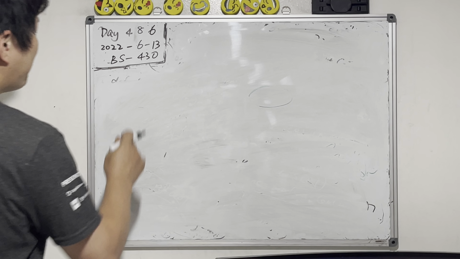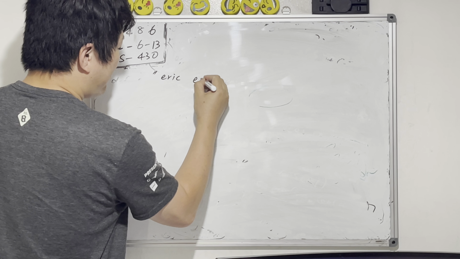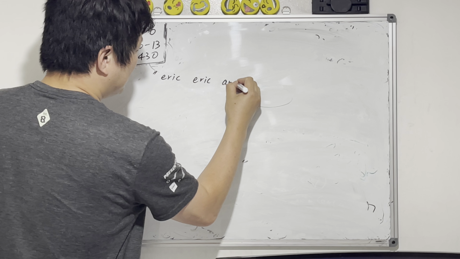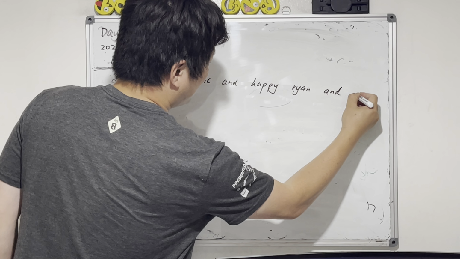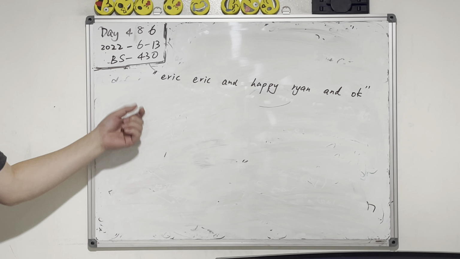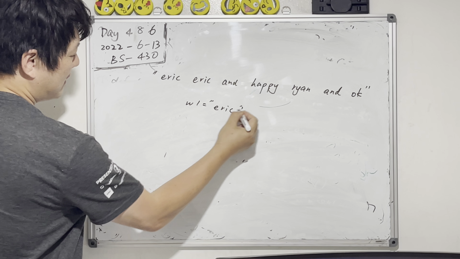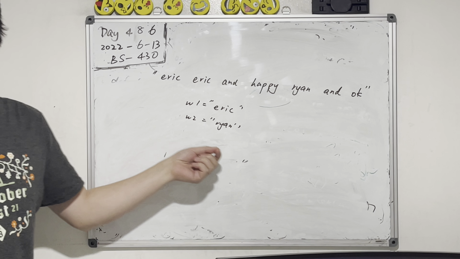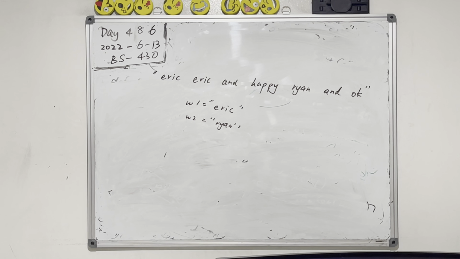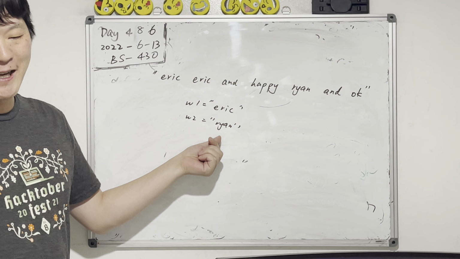Okay, so we're given a sentence with some words. We are given a sentence of words separated by white space. The first one is Eric. The second one is Ryan. There could be many Eric and many Ryan in a string. So the question is: what's the shortest distance between any Eric to any Ryan in this string?